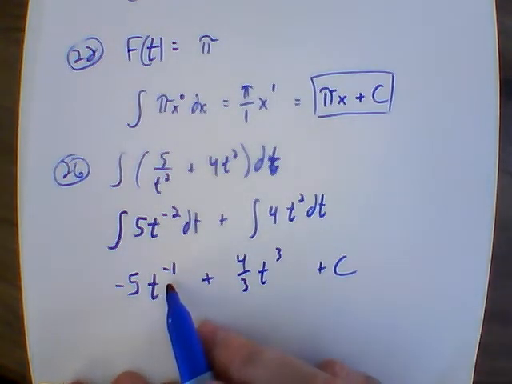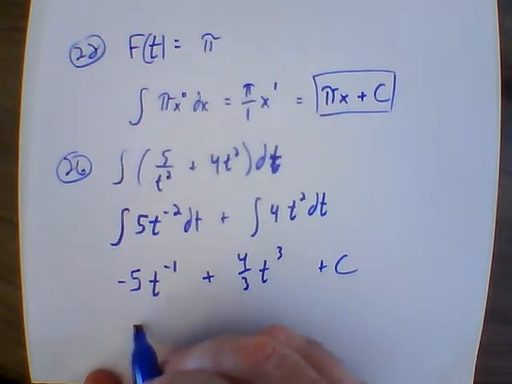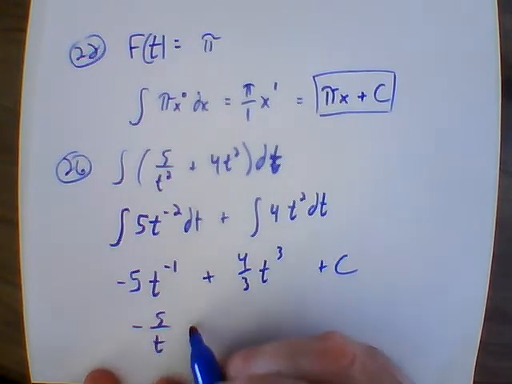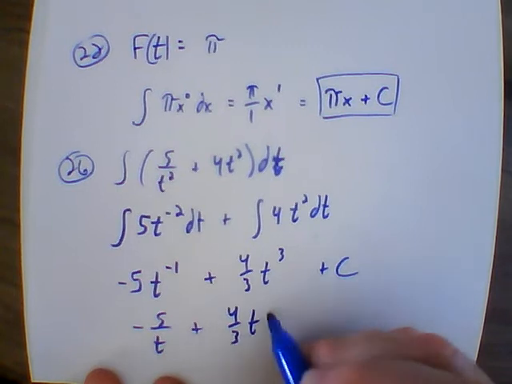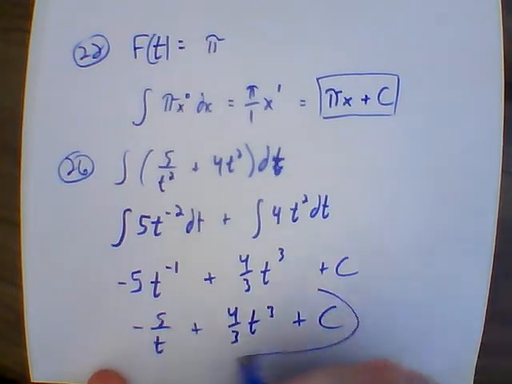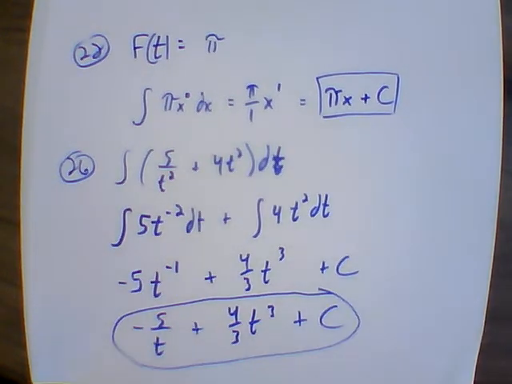Now we really should clean up this negative exponent that we're looking at here. So we have negative 5 over t plus 4/3 t cubed plus c. And this is really how we should write this final answer. It's a little bit cleaner as we work through this problem.